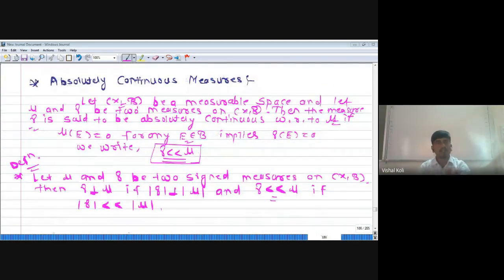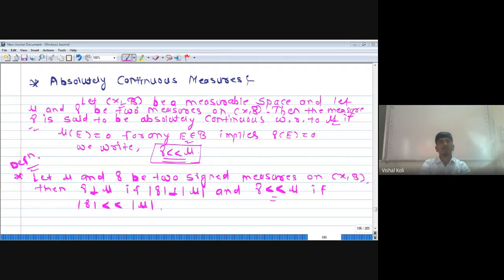म्युच्युअली सिंग्युलर आणि ॲब्सोल्युटली कंटिन्युअस मेजरचे जे दोन डेफिनेशन आपण पाहिले. म्युच्युअली सिंग्युलर मेजरमध्ये काय होतं, गॅमा 1 आणि गॅमा 2 हे दोन मेजर कधी म्युच्युअली सिंग्युलर होते, जर दोन डिस्जॉइंट सेट एक्झिस्ट झाले A आणि B, ज्यांचा युनियन X आहे आणि डिस्जॉइंट असल्यामुळे त्यांचा इंटरसेक्शन ऑब्वियसली फाय येईल, आणि गॅमा 1 ऑफ A इक्वल टू गॅमा 2 ऑफ B इक्वल टू 0 आणि गॅमा 1 ऑफ B इक्वल टू गॅमा 2 ऑफ A इक्वल टू 0.